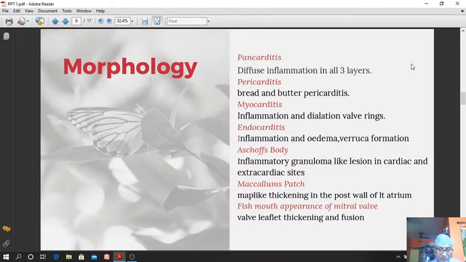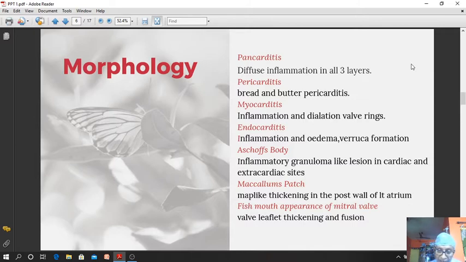Next, the morphology of the disease. It affects the heart. Heart means the pericardium, the myocardium and the endocardium. If it affects all the layers of the heart, we call it pancarditis. That is diffuse inflammation in all 3 layers. If it affects the pericardium, we call it bread and butter pericarditis. Here, a fibrinous inflammatory exudate collects inside the visceral and parietal pericardium.